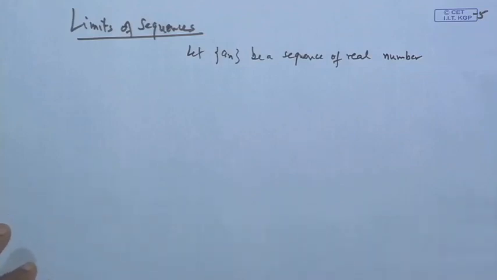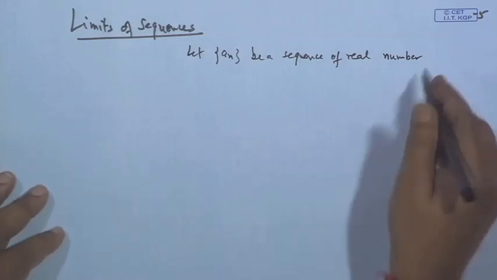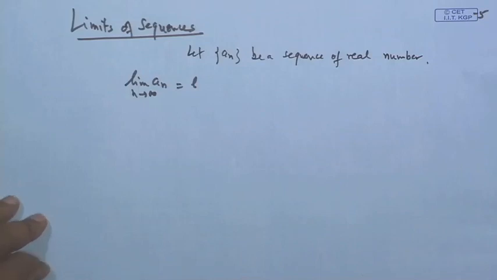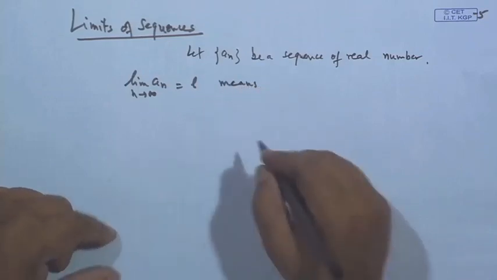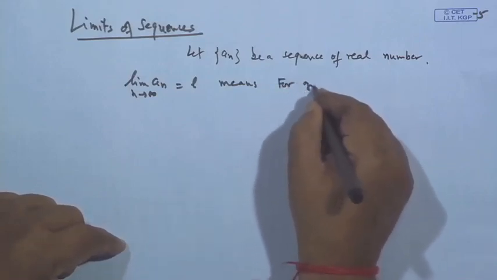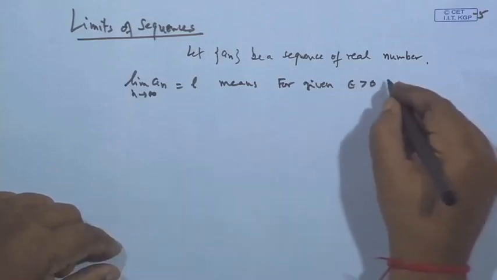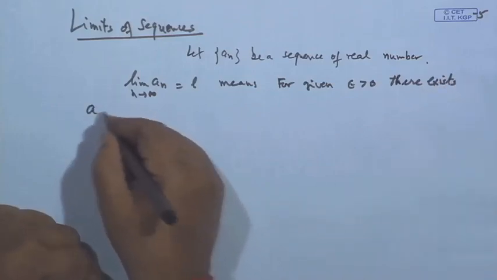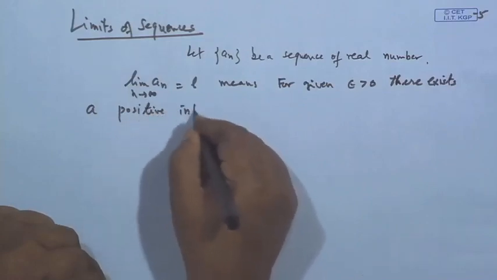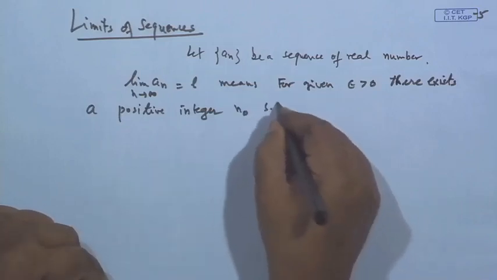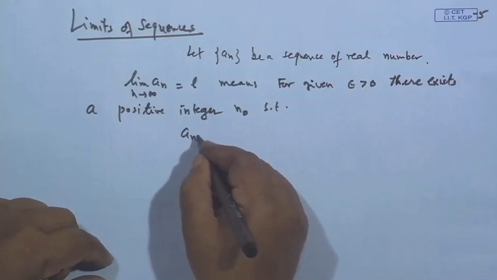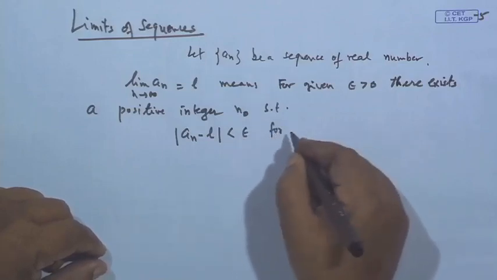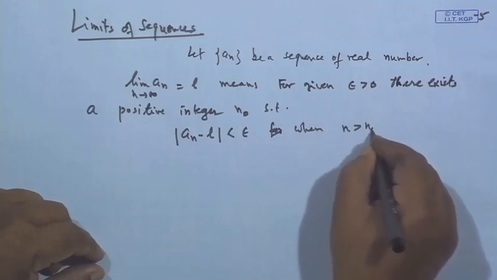Okay, let a n be a sequence of real numbers. Suppose we say limit of a n as n tends to infinity is L, means for a given epsilon greater than 0, there exists a positive integer n naught such that the difference a n minus L can be made less than epsilon for all n greater than n naught.